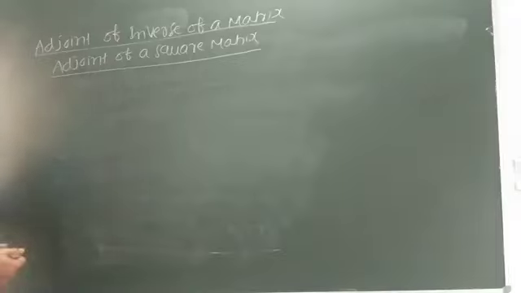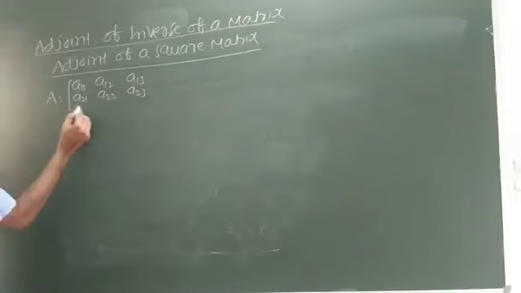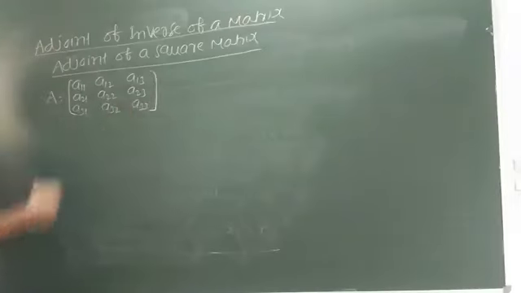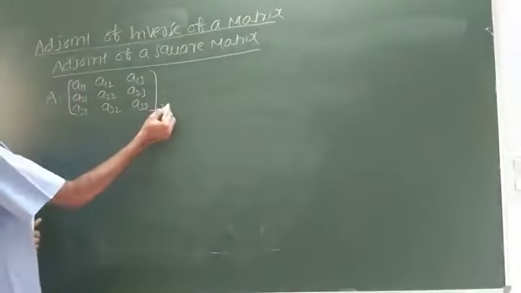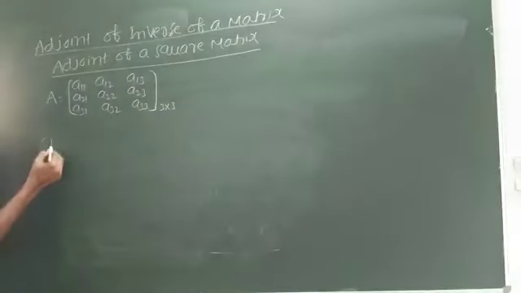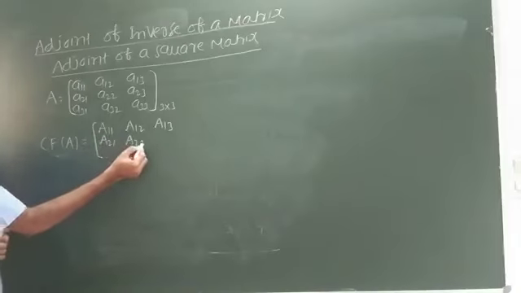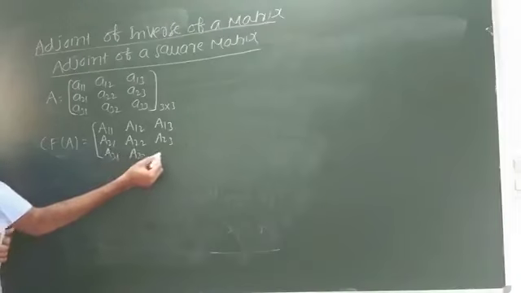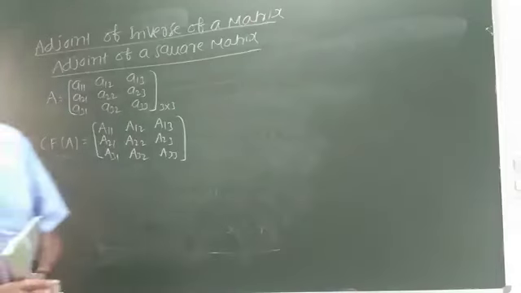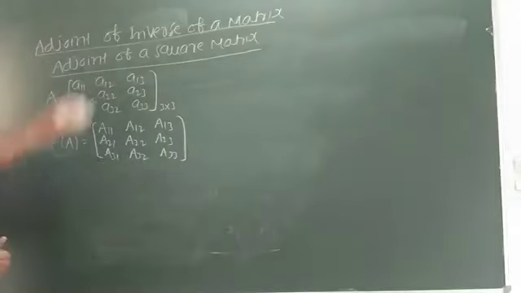So let us understand what is the meaning of adjoint. Dear students, you can see that A is a matrix with A11, A12, A13, A21, A22, A23, then A31, A32, A33. We have considered a 3 cross 3 square matrix, a square matrix of order 3. We have already taught you how to find the cofactors. Let us take the cofactor matrix of A, CF meaning cofactor. You will get A11, A12, A13, A21, A22, A23, A31, A32 and A33. I taught you this in the previous class: given a matrix, how to find the cofactors. For all 9 elements you can find the cofactors.